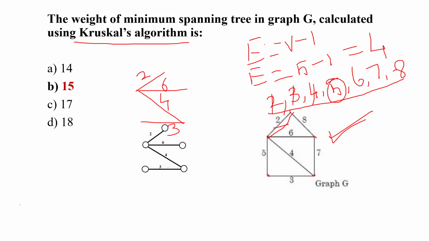Now you can calculate: 2 plus 6 is 8, 8 plus 4 is 12, 12 plus 3 is 15. So 15 will be the answer. So Kruskal algorithm, we just have to follow this. First, find out how many edges we need, and second, write the edges in ascending order and draw accordingly. We move one by one in ascending order, but if a value forms a cycle, we have to omit it. So this is the procedure we need to follow. This is a small question I told you. Let's move on to the next question.